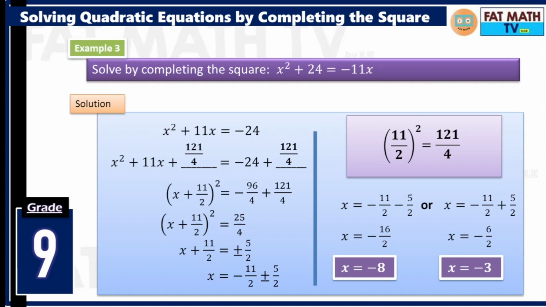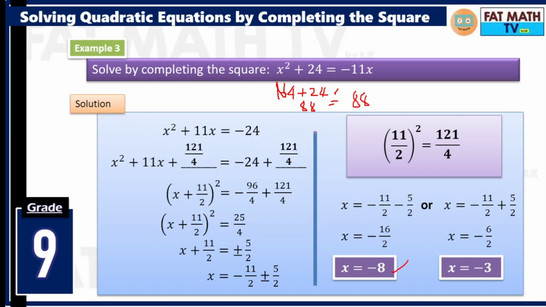If you'll replace these values to the original equation, you will get a true mathematical statement. Let's check. Negative 8 squared is 64. 64 plus 24 is 88. And then negative 11 times negative 8 is also 88. So they are equal. So meaning to say, this is correct.